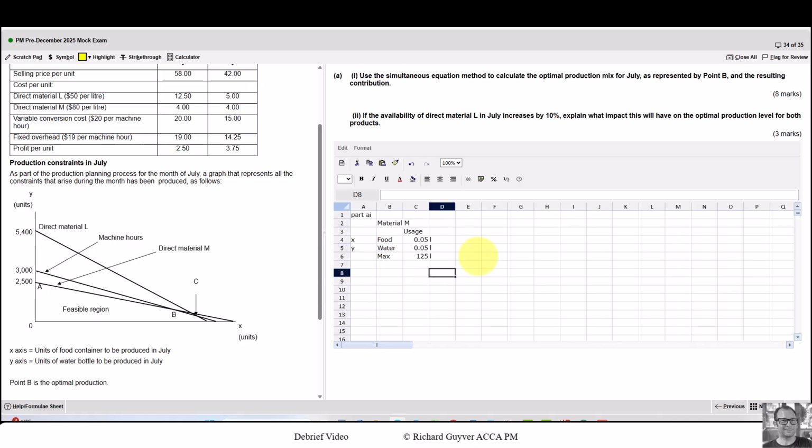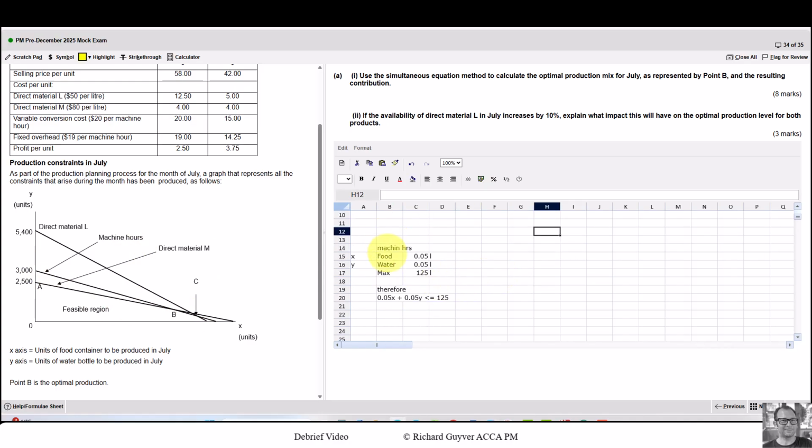So now we've got the 3 elements we need in order to create the equation of this line. Every time we make an X, we use 0.05. Every time we make a Y, we use 0.05. And it has to be less than or equal to our maximum, which is 125 litres. So that is the equation of this line. The feasible region is anything that's below or on that line, hence the less than or equal to. And then we have to do the same for our second line, which is machine hours.